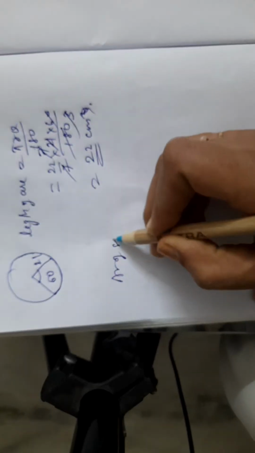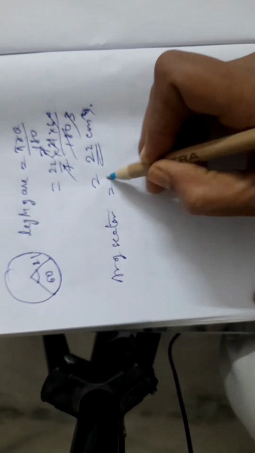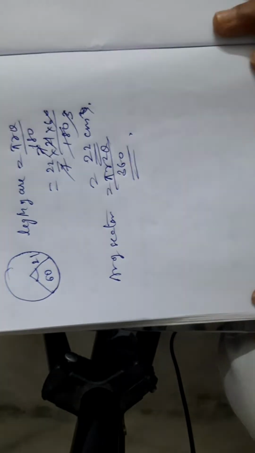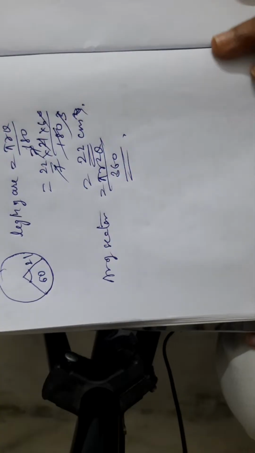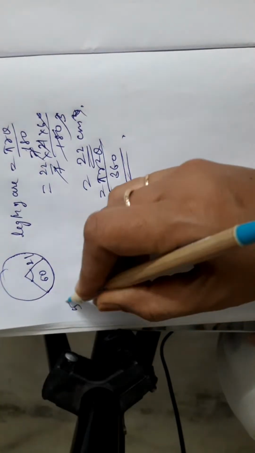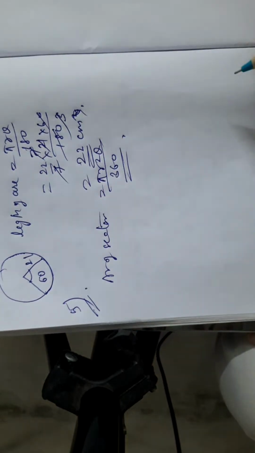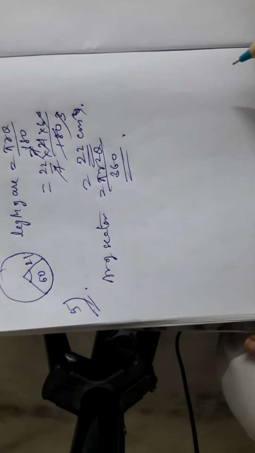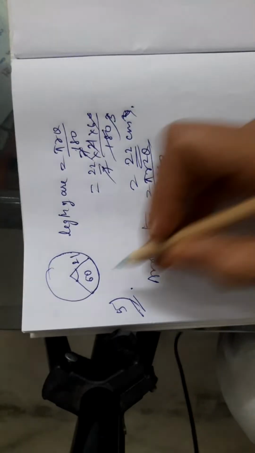Area of sector. This is also quite easy, which you can solve on your own. Pi r square theta by 360, purely formula based. So this is what we completed. Now next, in the fifth question one more part is given: area of the segment formed by the corresponding chord. We need to find the area of the segment.